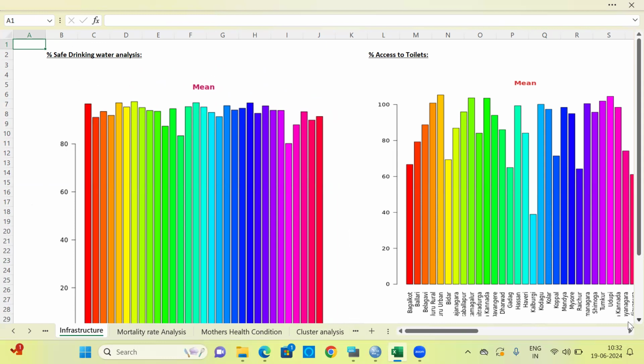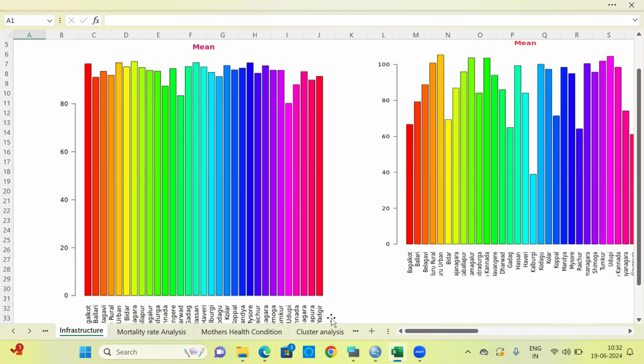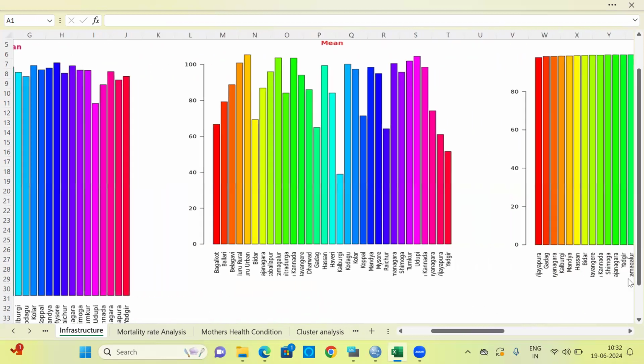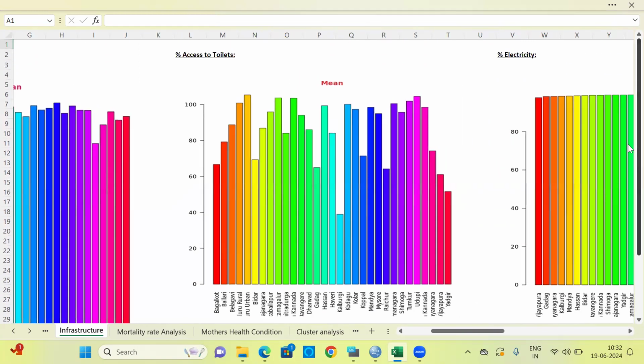It would be interesting to check which is this district. This is the district of Udupi, wherein you have a low percentage of safe drinking water. Similarly, you can see here the district of Dharwad also has a lower percentage of safe drinking water. Let me now proceed to show you the distribution of percentage of access to toilets. Which are those districts wherein you have a low percentage of access to toilets?